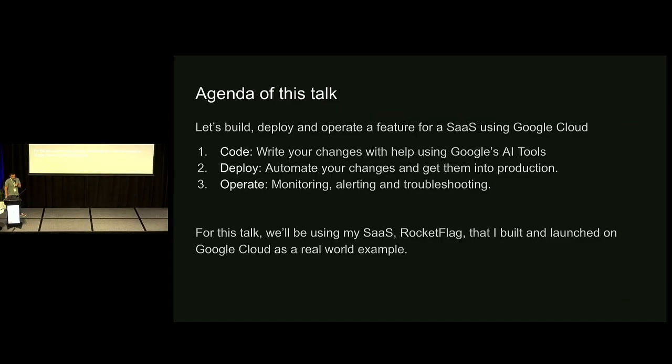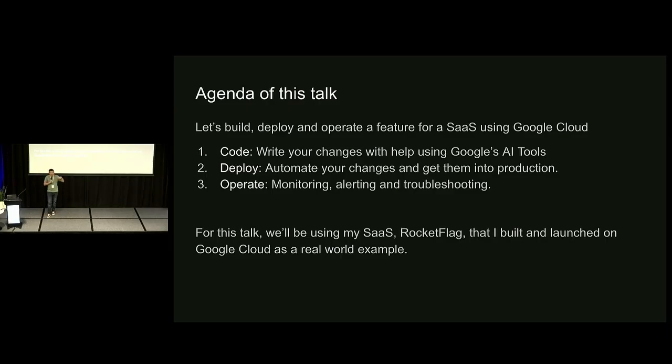So, quick agenda of this talk is that we'll build, deploy, and operate a feature for a SaaS on GCP. So we'll start by writing the changes with help from Google's AI tools. If I asked who's using AI in their development workflows, I'm pretty sure most people would put up their hands to say, using Gemini or Cursor or some variant of that. And so writing the code is actually really useful.